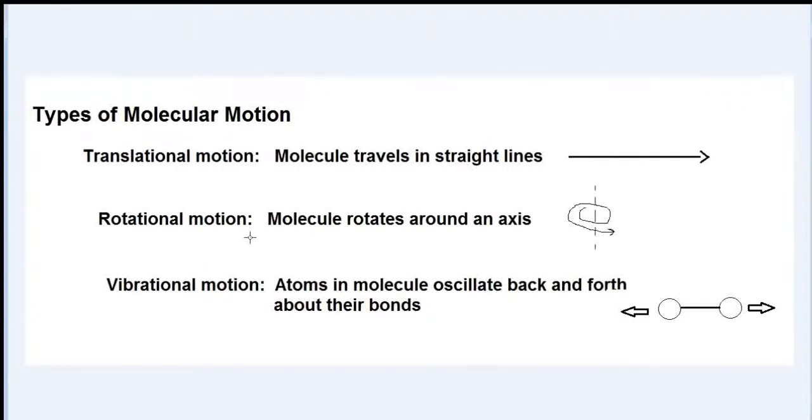A second type of motion is rotational motion. If molecules are in a gas or liquid state, they will rotate about an axis. Basically, the molecule spins around and around like a top. The third type of molecular motion is called vibrational motion. The atoms in molecules oscillate back and forth about their bonds. That's called vibrational motion.